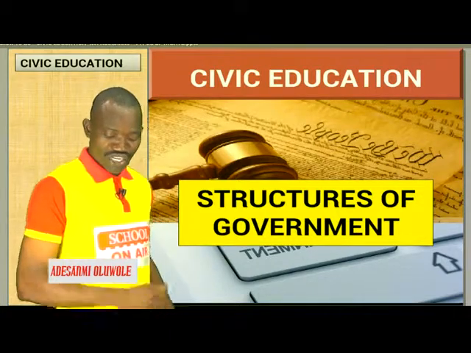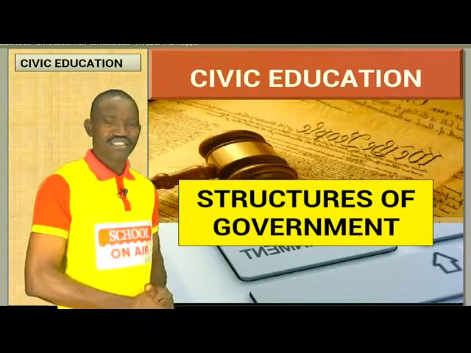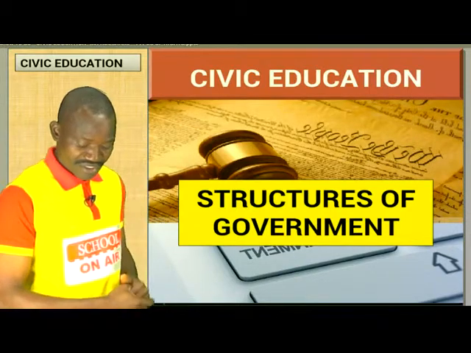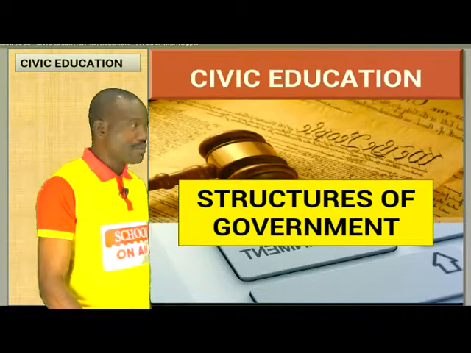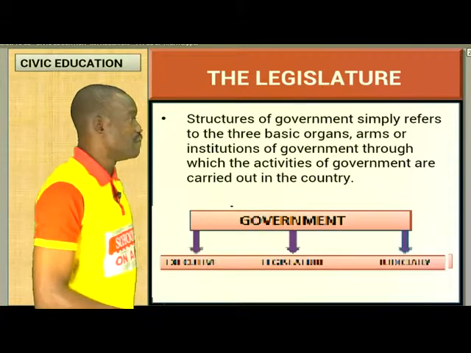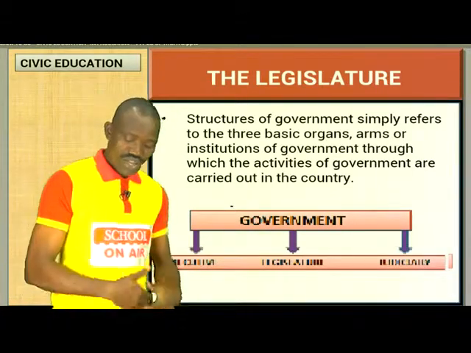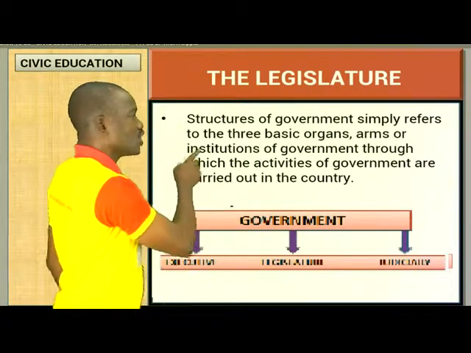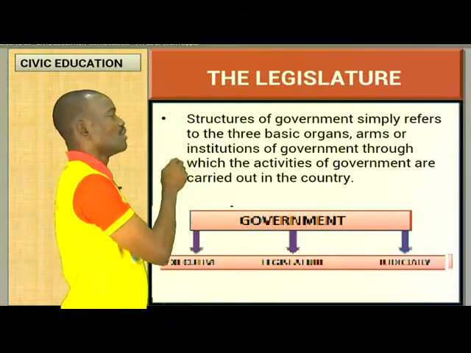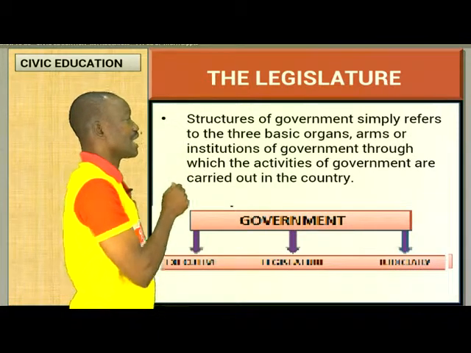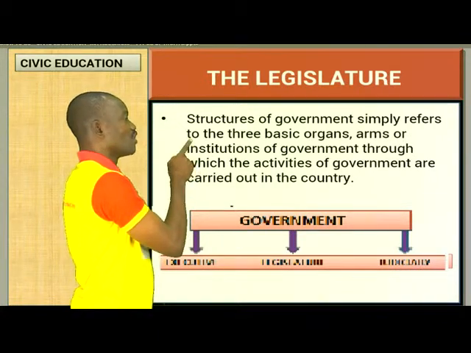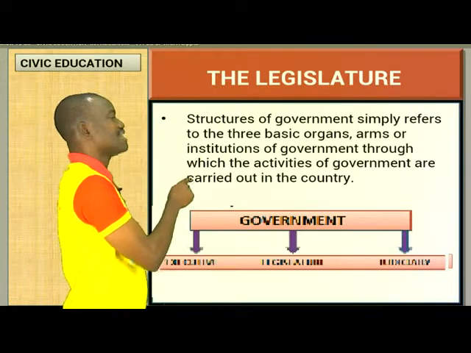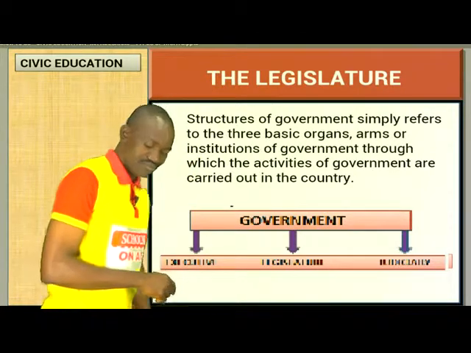Last time we talked about government and the meaning of government and functions of government. Today we shall be looking at structures of government and their functions. Structures of government simply refers to the three basic organs, arms, or institutions of government through which the activities of government are carried out in the country.